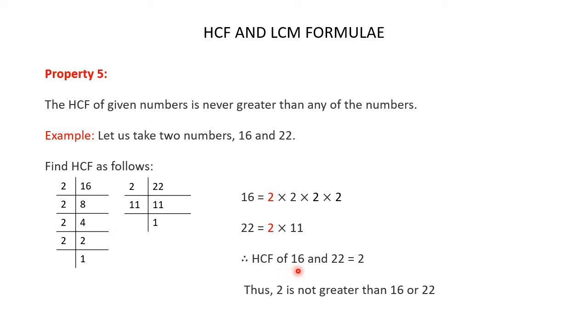So HCF of 16 and 22 is 2. Thus, 2 is not greater than 16, 2 is not greater than 22. Thus, HCF of the given numbers is never greater than any of the numbers. The HCF can be equal to the numbers or less than the numbers, but HCF is never greater than the numbers.